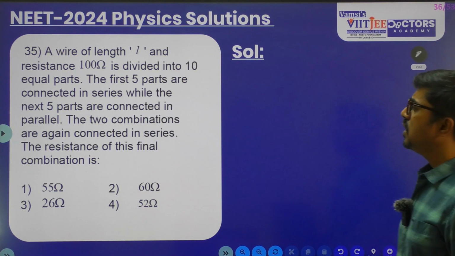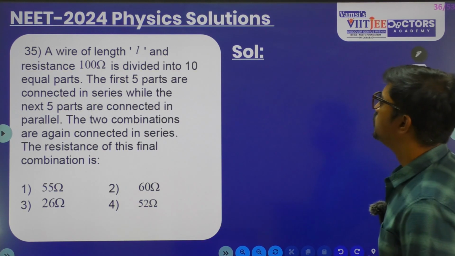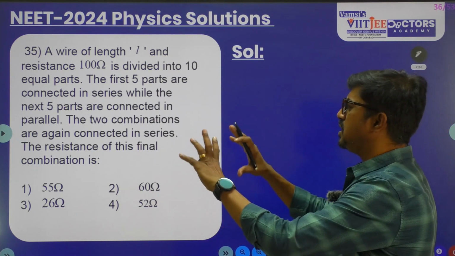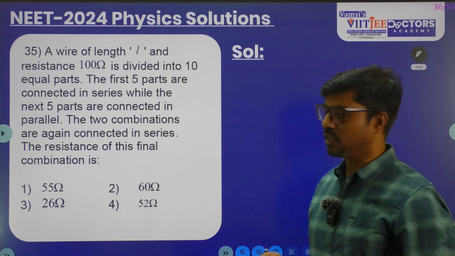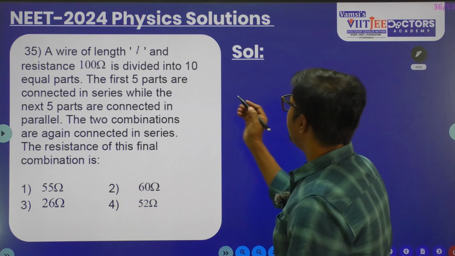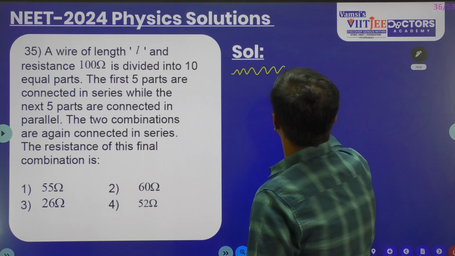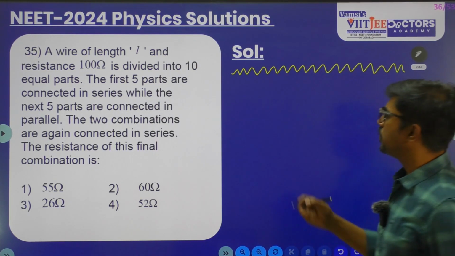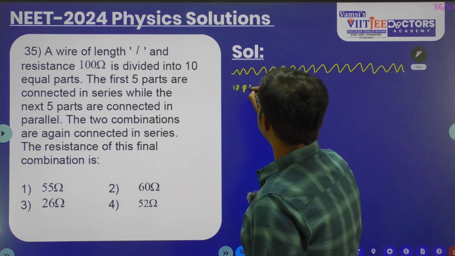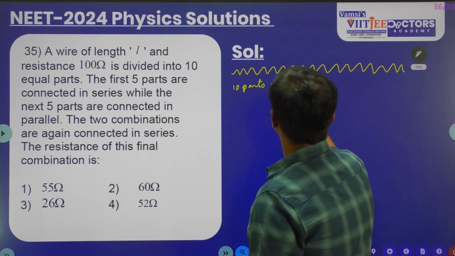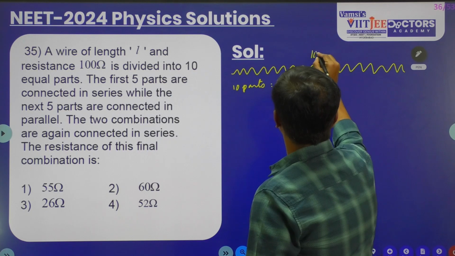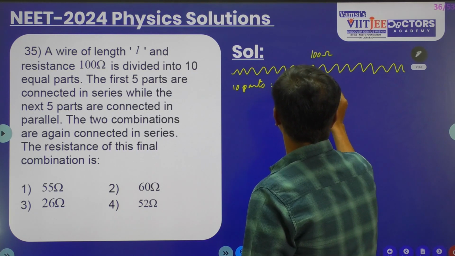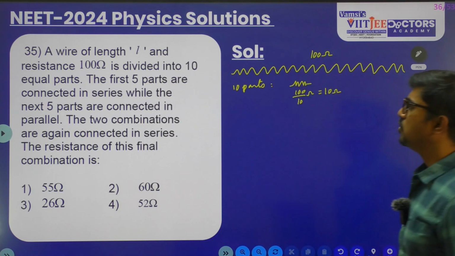Okay, then next. A wire of length L and resistance 100 ohms is divided into 10 equal parts. The question is simple only, current electricity, but they made it a little lengthy. Reading comprehension is also there. We need to understand what they are doing. They took 100 ohms in total and cut it into 10 parts. So each one will be 100 by 10, meaning 10 ohms each. Each piece is 10 ohms.